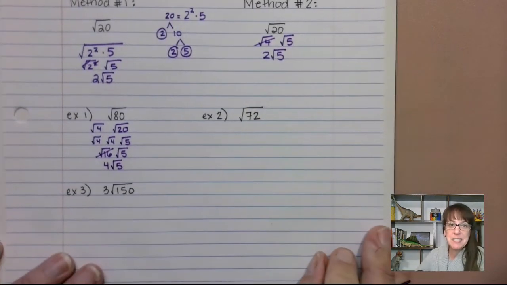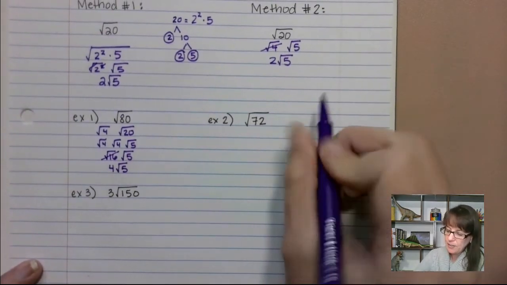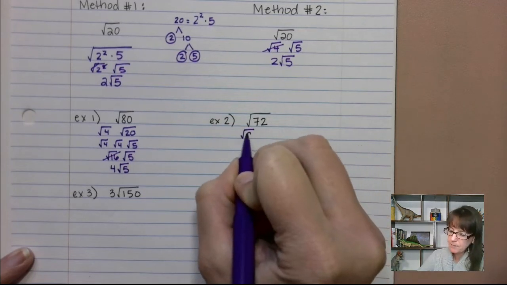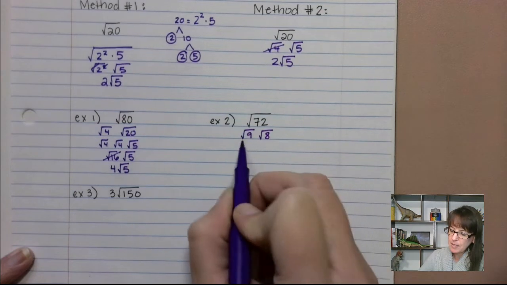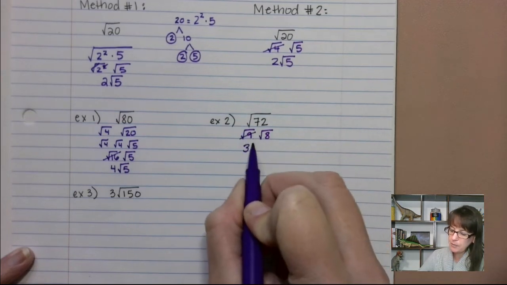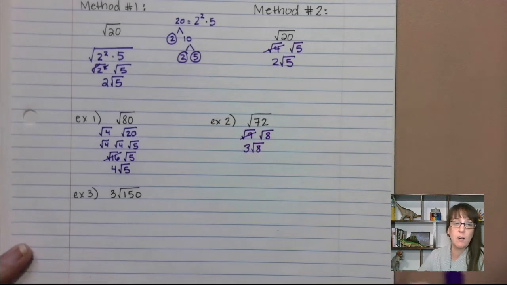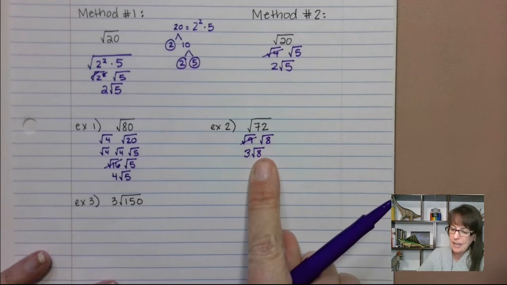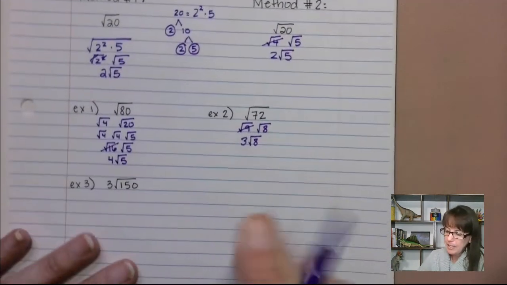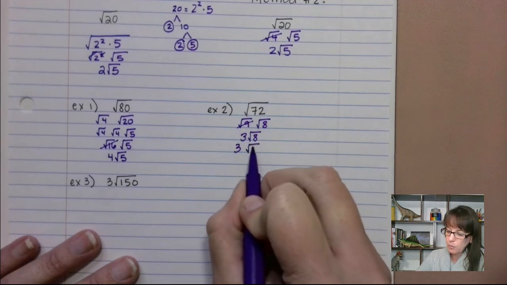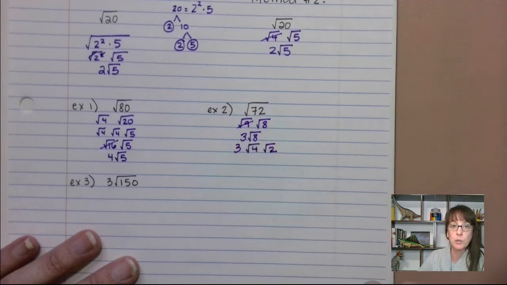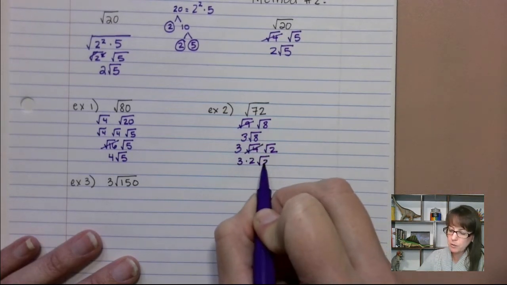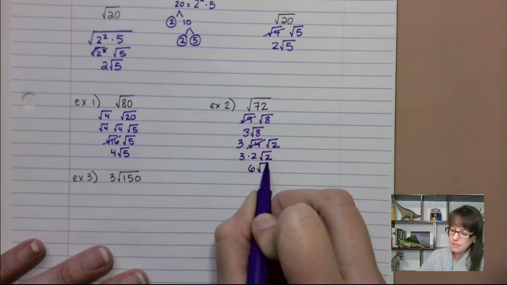Okay, so let's try with 72. If we look at these, we could do 8 times 9. That would definitely work. 9 is a perfect square, so we get 3 root 8. Now, you have to ask yourself, did I get all of my perfect squares? Are there any other hidden perfect squares in root 8? Looking back at our cheat sheet, I see a 4. So 3, and then we have root 4 times root 2, which will give you root 8. The square root of 4 is 2, so I have 3 times 2 times root 2. So I have 6 root 2.